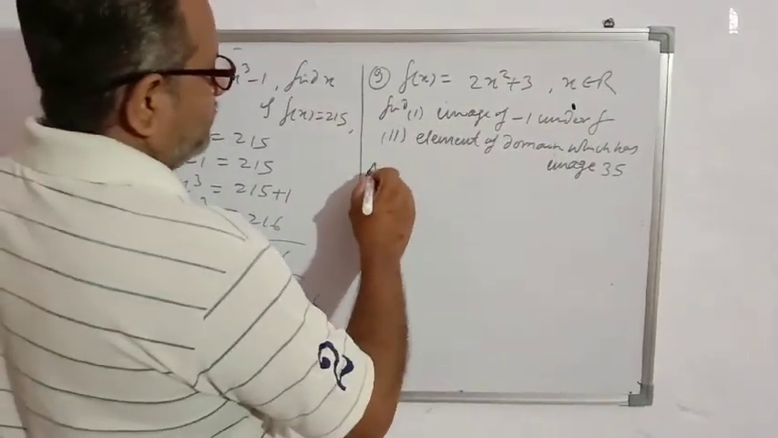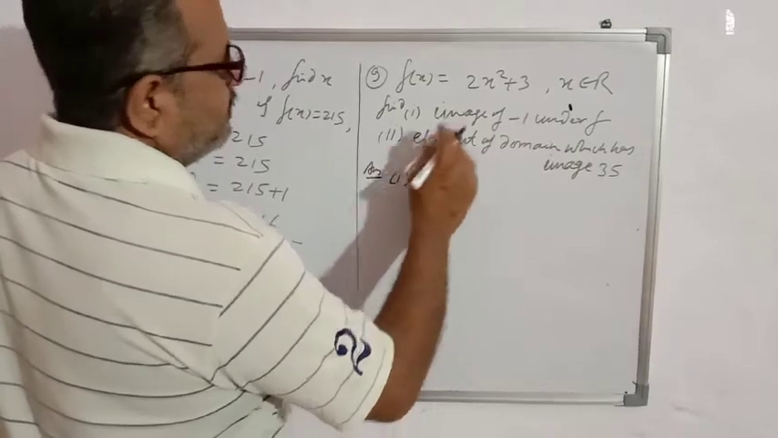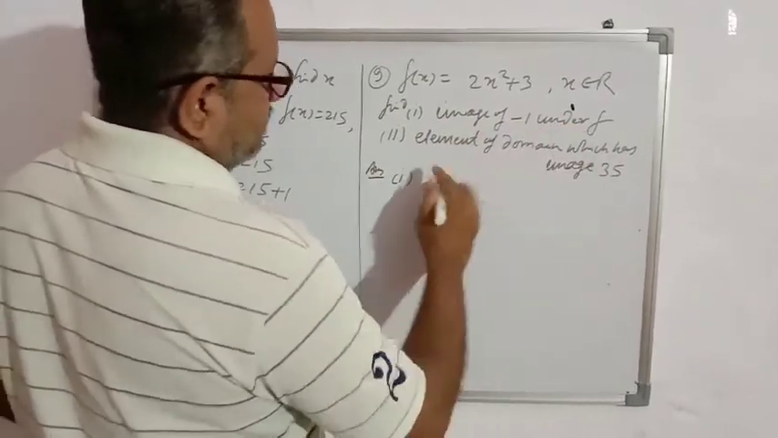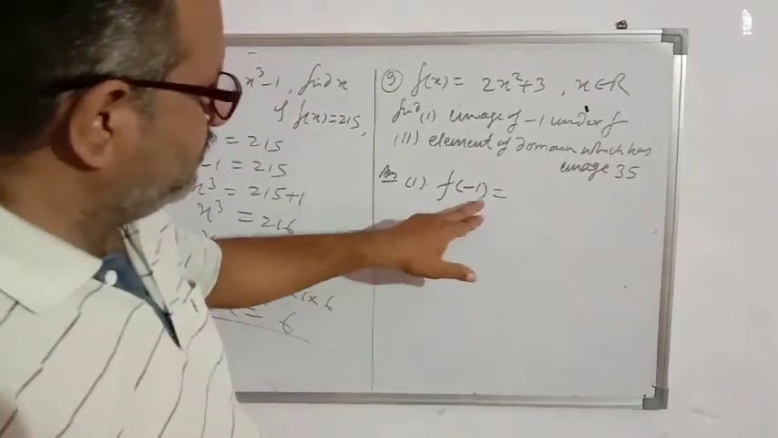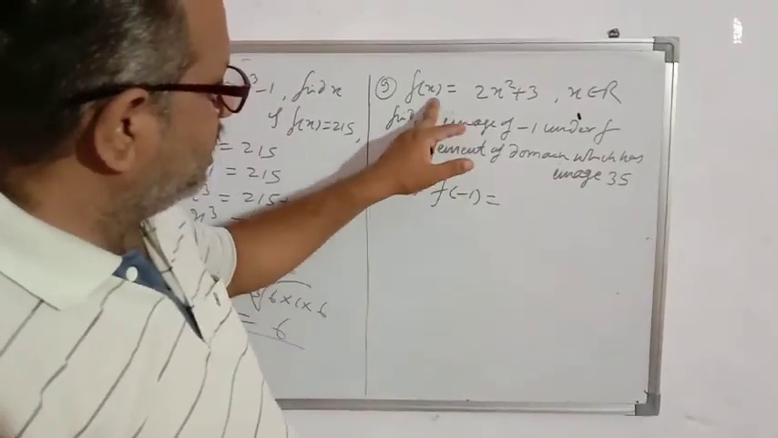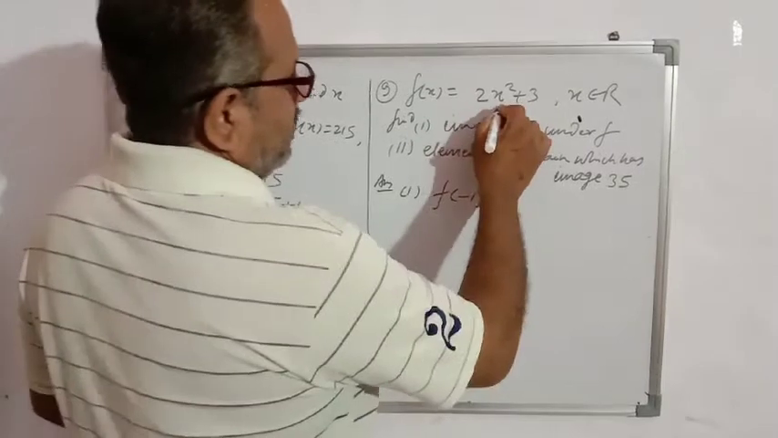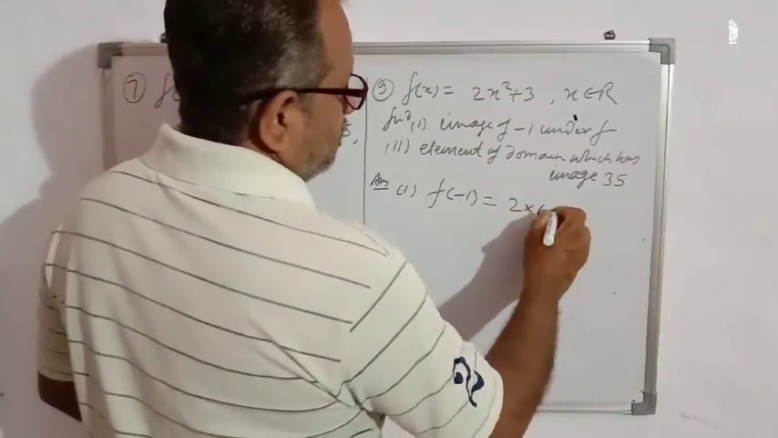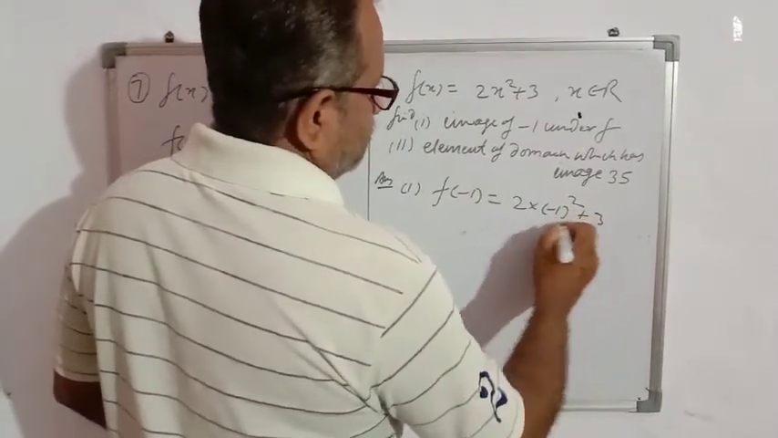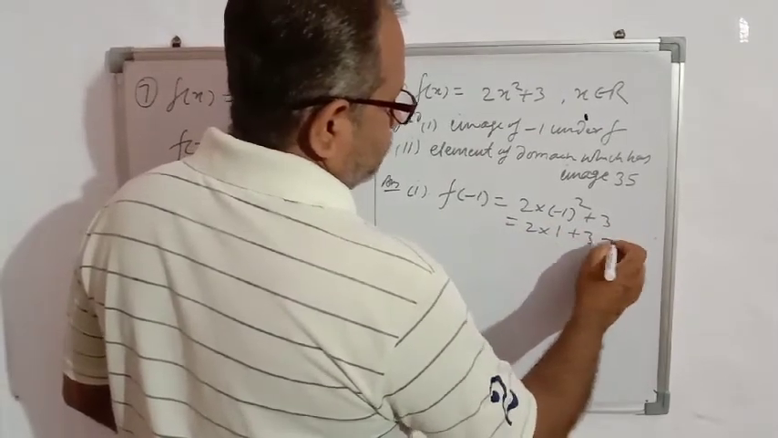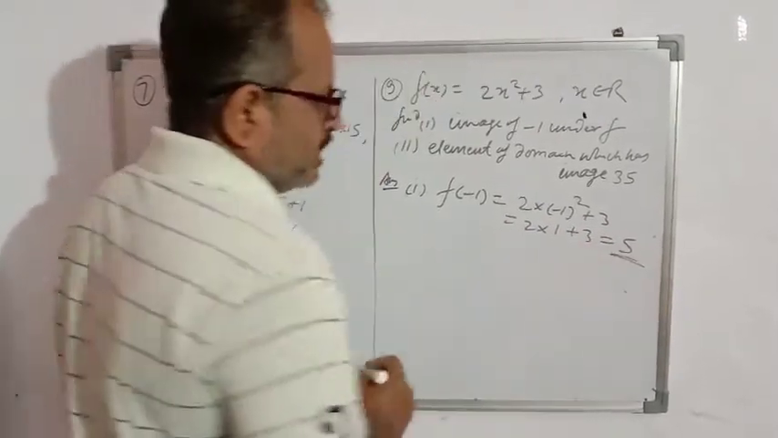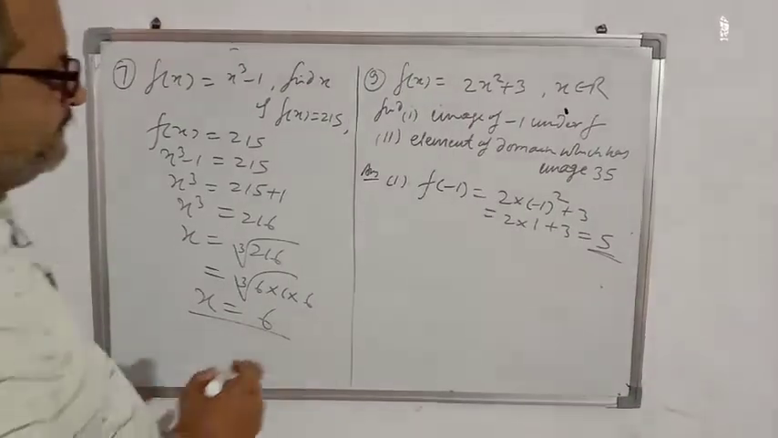First part, image of minus 1 under f. It means what? We have to find f(minus 1). What is the image of minus 1 under f? f(minus 1). So in place of x, put x equal to minus 1: minus 1 square plus 3. Minus 1 square is 1, plus 3, so 3 plus 2, 5. First part answer is 5.